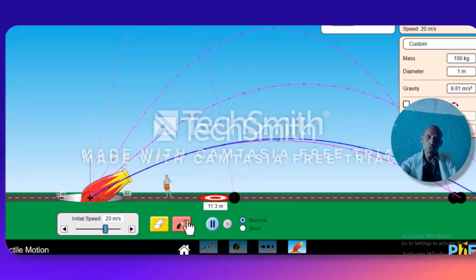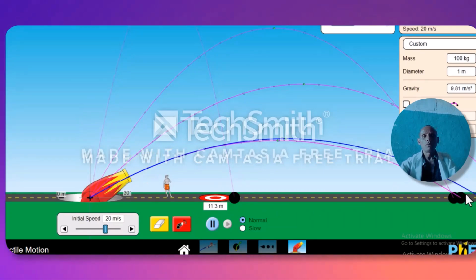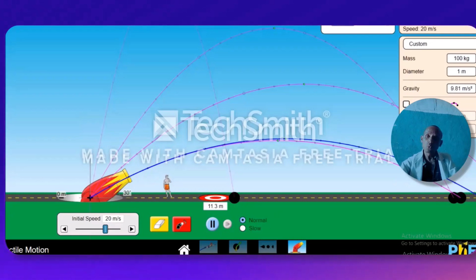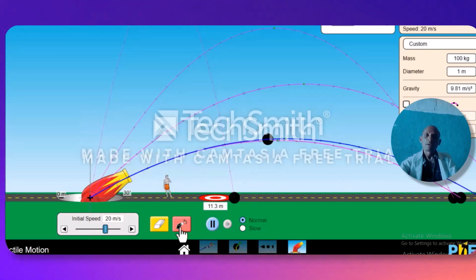The next step, let's set the air resistance to empty, meaning without air resistance. Now look, the distance from the launching to the landing increases by a given value. Now this is the impact of air resistance on projectile motion.